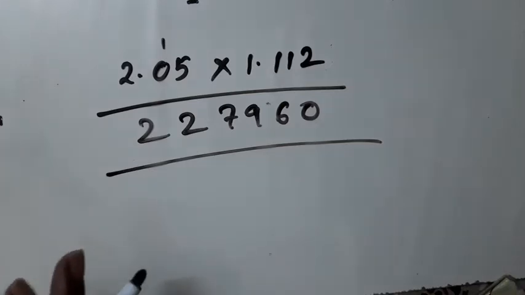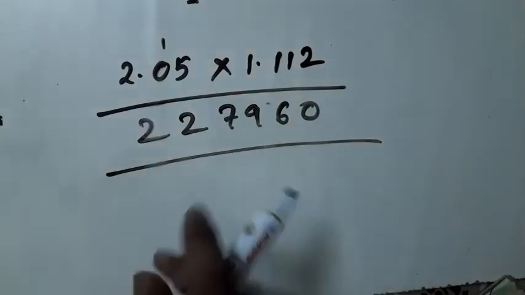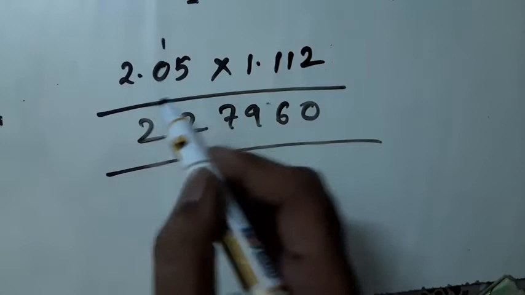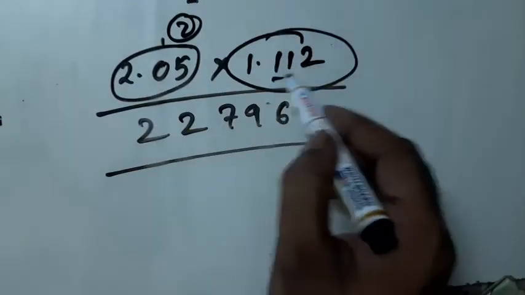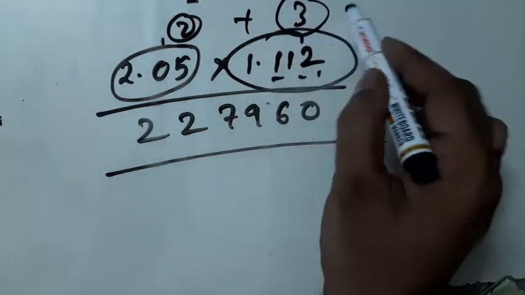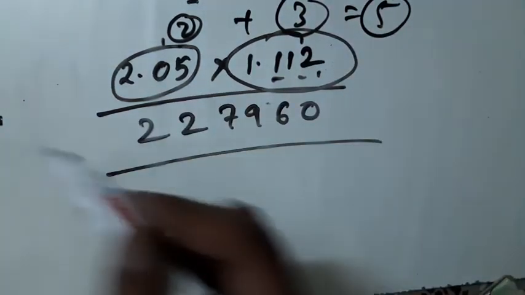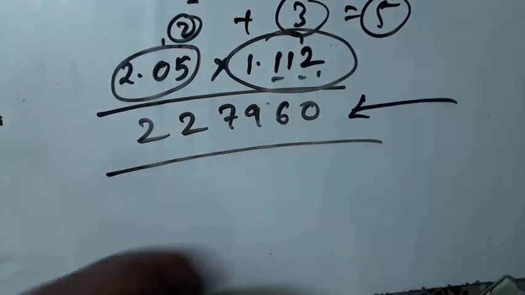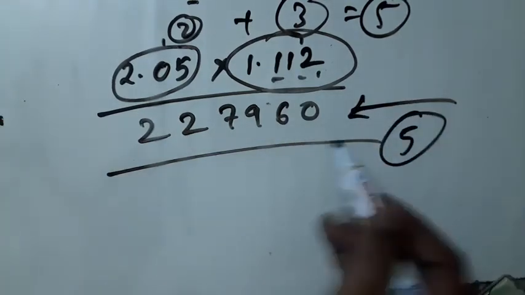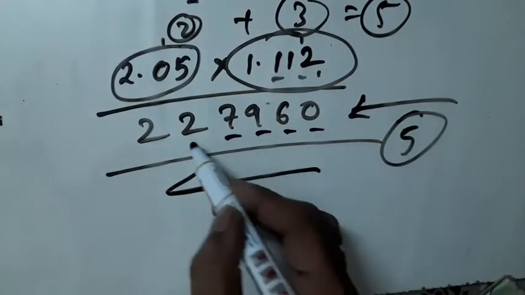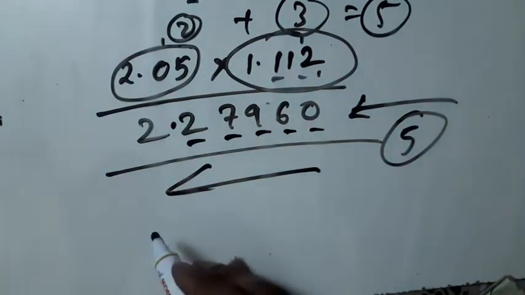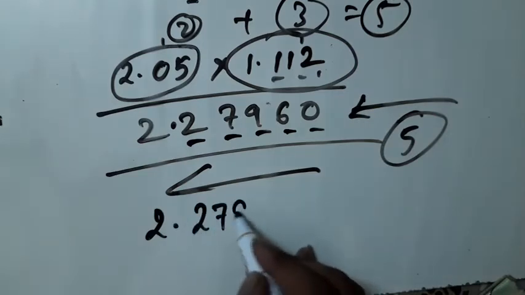It could be read as 2,27,960, but here there is nothing to do with the number system. We have to put the point here because the answer should be in decimals as we are multiplying decimals. Here we start counting. In the question part, 2.05 has 2 decimal places and 1.112 has 3 decimal places. In total we have 5 decimal places, so in the answer also we should have 5 decimal places. We start counting from right to left: 1, 2, 3, 4, 5 and put a point. So the answer becomes 2.27960.